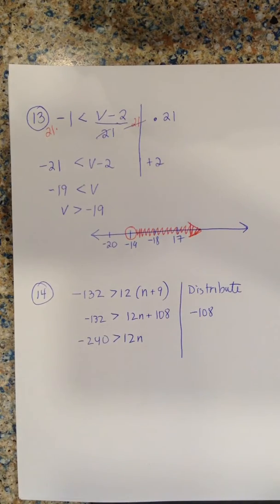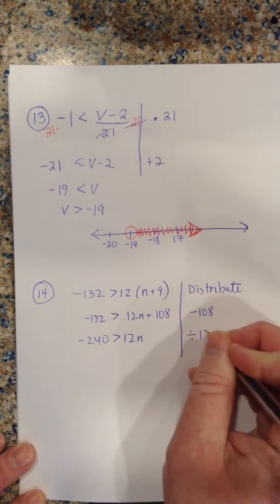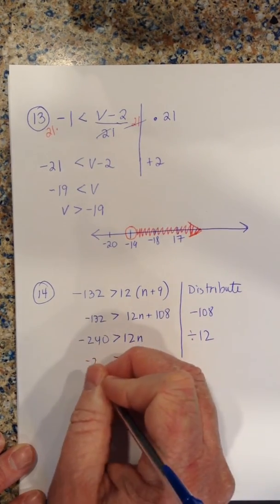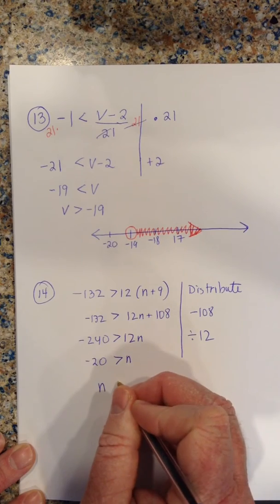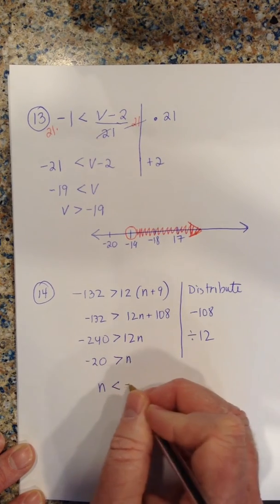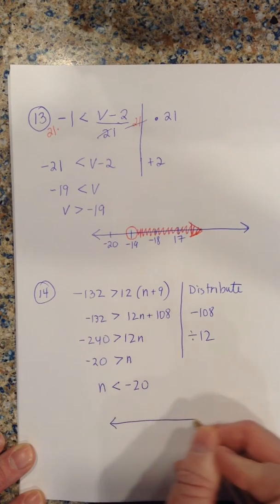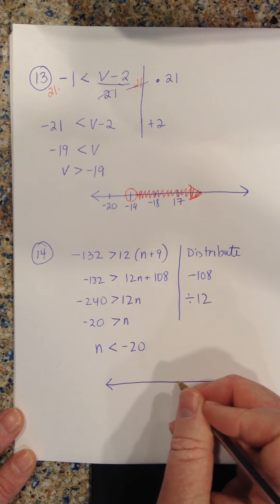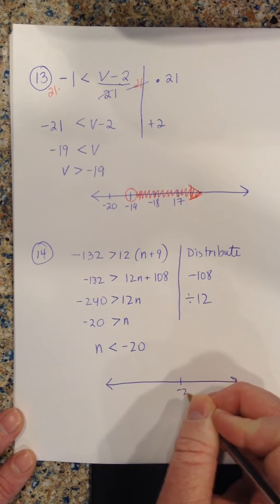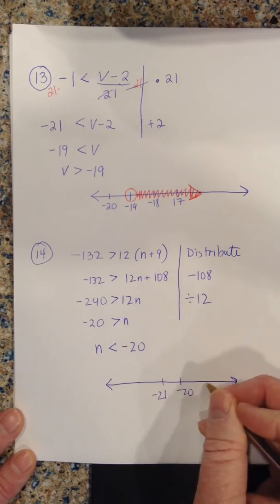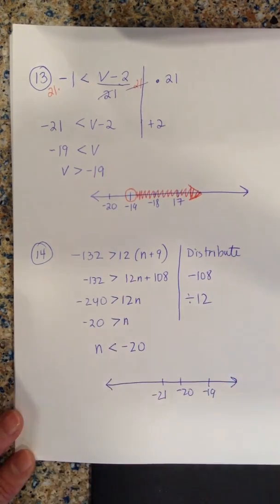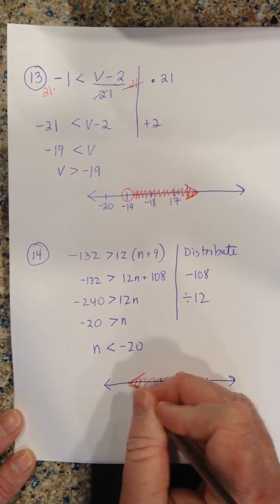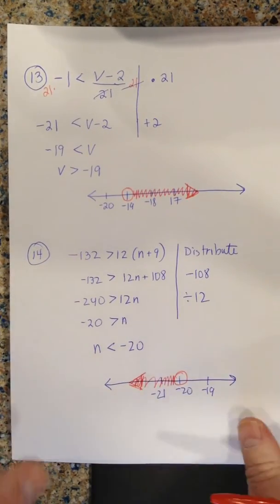So now I can divide by 12. And I get n on this side is less than -20. So -20 is greater than n, so n is less than -20. So again, to graph it, I'm going to have -20 somewhere, -21, -19, and I said n is less than -20, so open circle and everything to the left, like that. Okay?